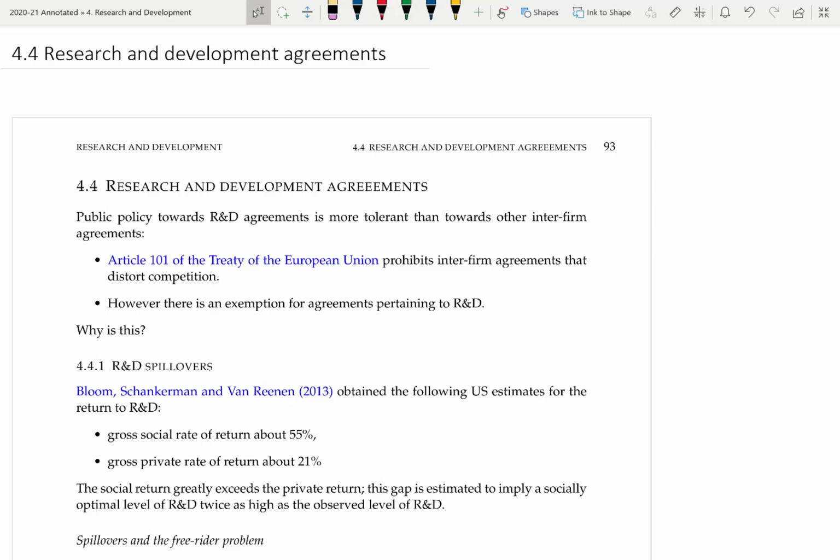However, in this article there is an exemption for agreements relating to research and development. So why is this? Why is public policy towards R&D agreements more tolerant than towards other inter-firm agreements? So one reason is that research and development has great benefits for society.